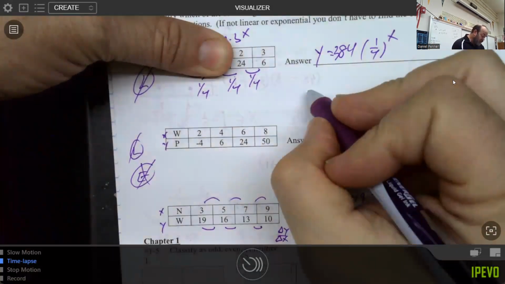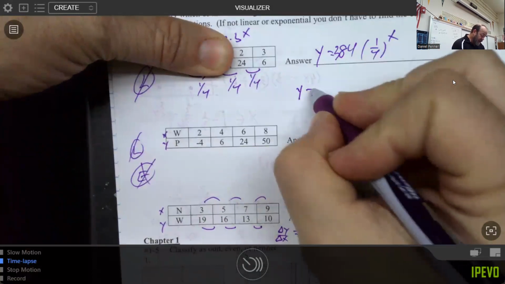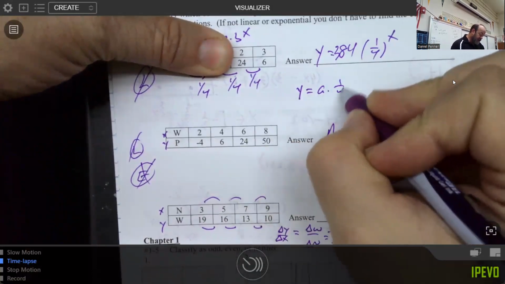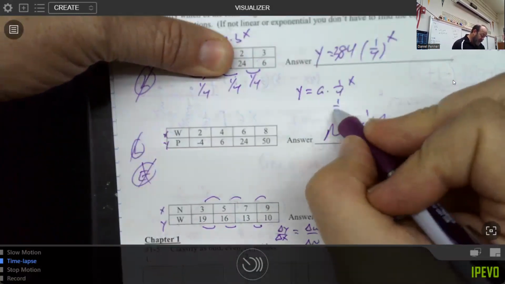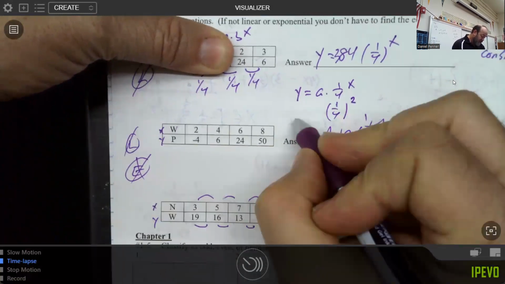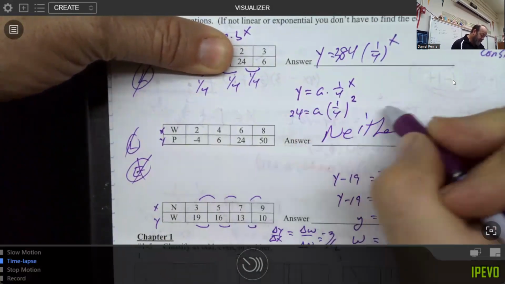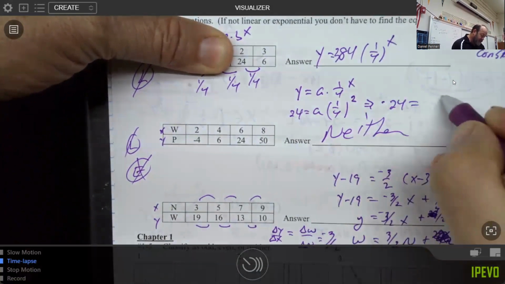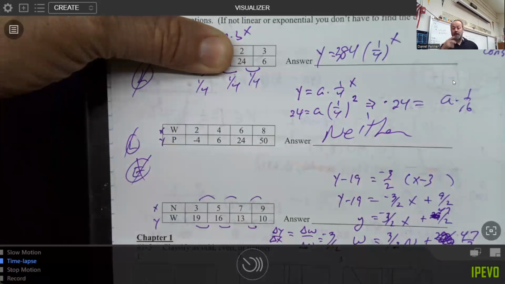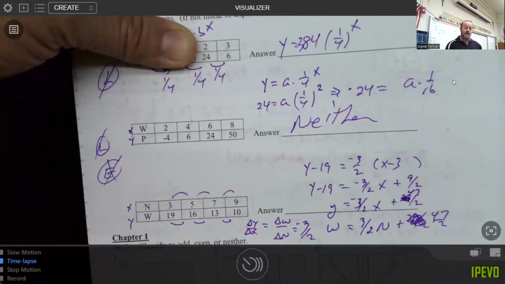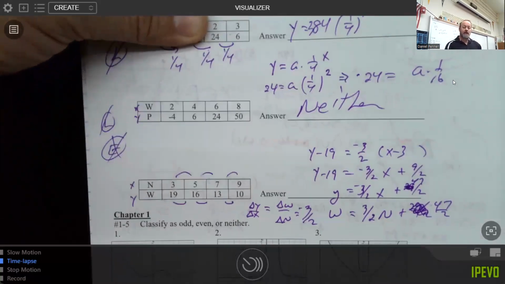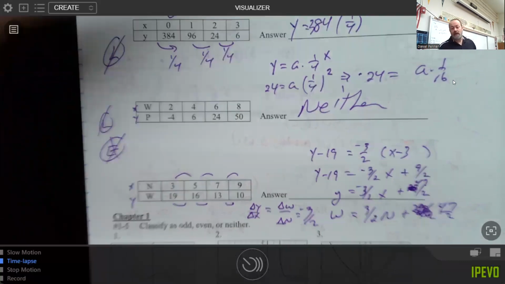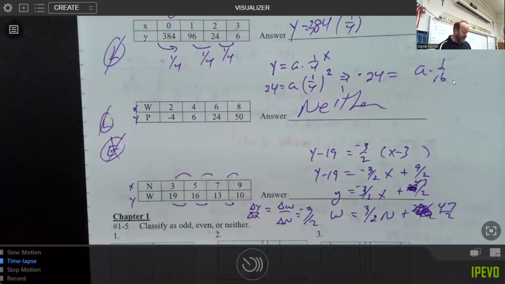Well, what you could do is write down a times 1/4 to the x, and we could just plug in something like 2 for x and 24 for y. And that would give you 24 is a times 1/16. And if we multiplied both sides by 16, we'll have that 384 again.